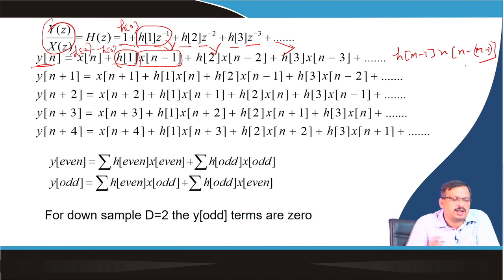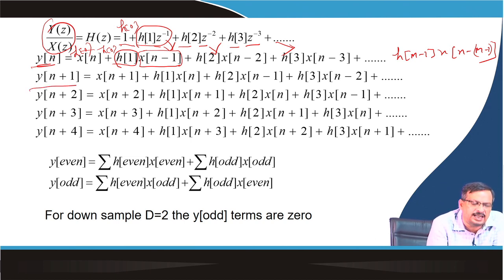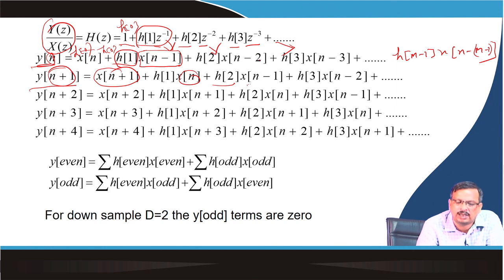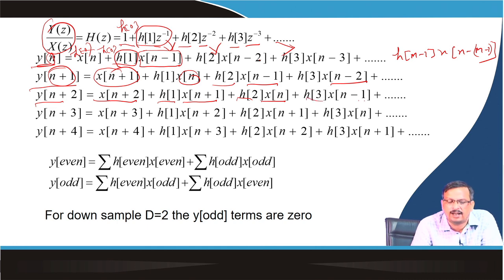Now, what is y of n plus 1? Instead of n, I write n plus 1. So x of n is replaced by x of n plus 1, then h1 into x of n, and then the index is reduced: x of n minus 1, x of n minus 2. So what is y of n plus 2? It is h0 x of n plus 2, h1 into x of n plus 1, h2 into x of n, like that.